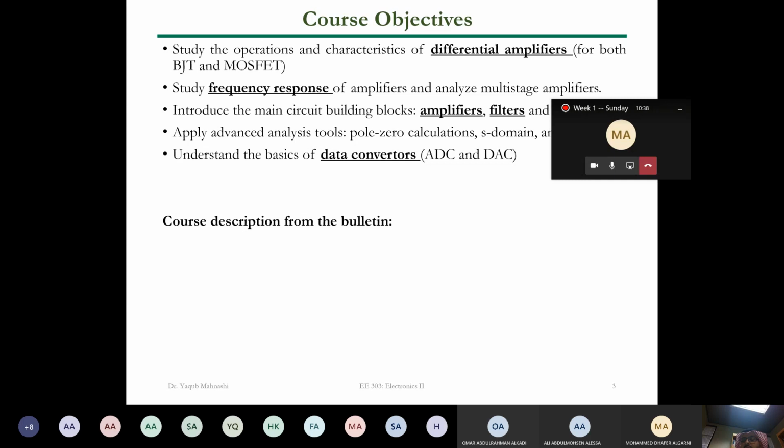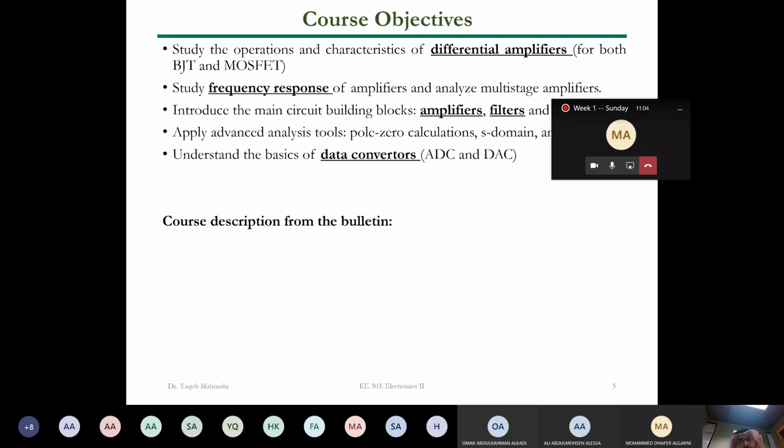These are the objectives for the course. We'll study the operations and characteristics of differential amplifiers for both the BJT and the MOSFET. We'll inshallah teach you what a differential amplifier is, and we'll also study the operation of the differential amplifier. Then we'll study the frequency response.